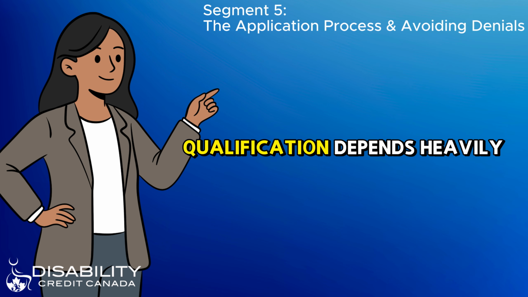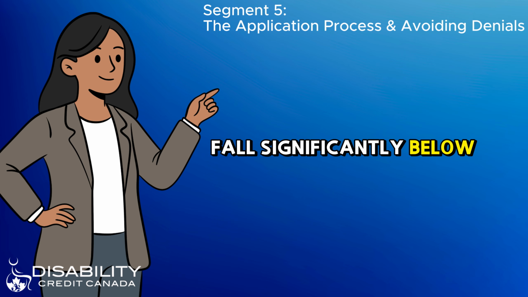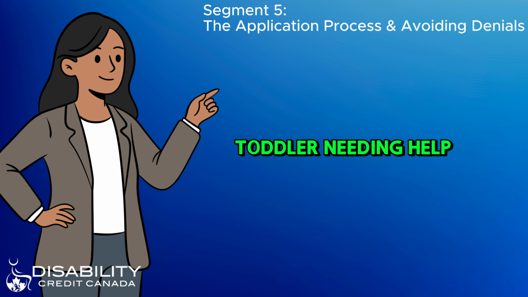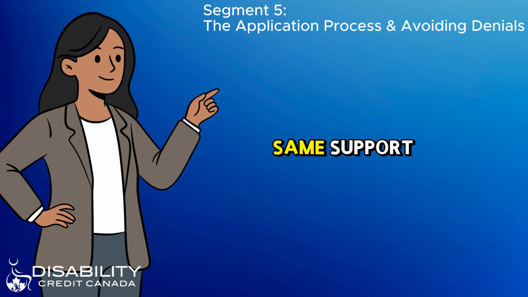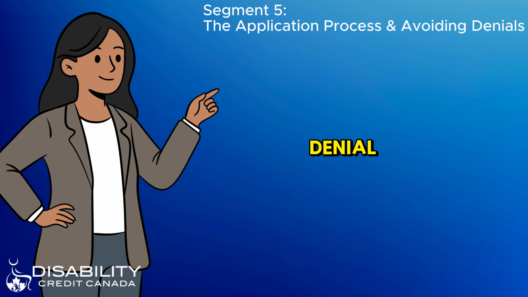For children, qualification depends heavily on showing that their limitations fall significantly below age expectations. Some level of assistance is expected in early childhood. For example, a toddler needing help dressing is normal, but an older child needing that same support represents a true restriction. Vague or generalized medical descriptions will also cause a denial.